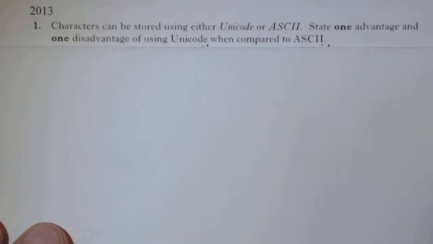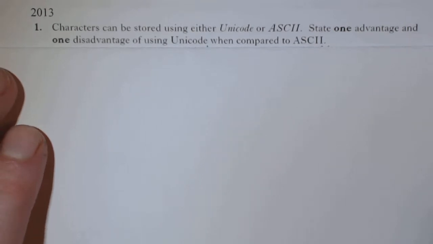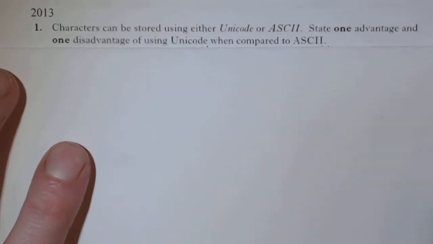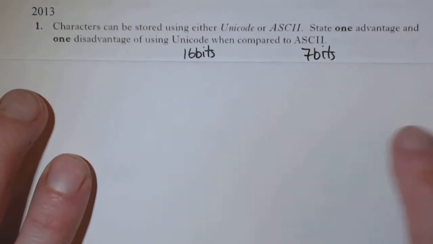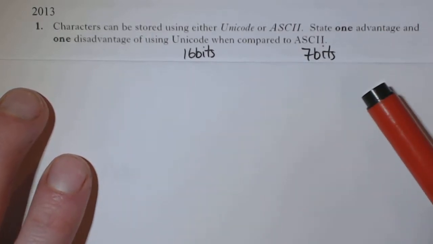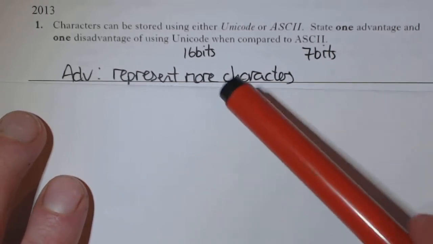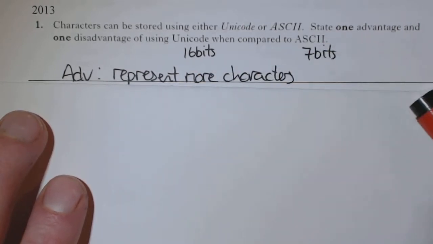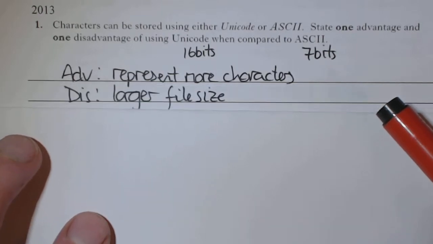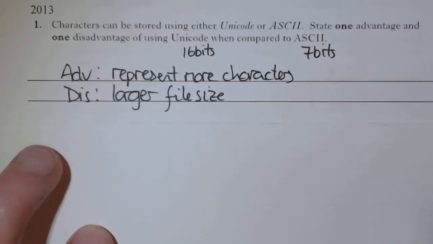Hey, so here's the first question. It's just about one advantage of Unicode compared to ASCII and one disadvantage. So hopefully you remember that Unicode used 16 bits, but ASCII only used 7. So therefore, your advantage is you can represent more characters, because 2 to the power of 16 is bigger than 2 to the power of 7. However, the disadvantage is it's a larger file size.